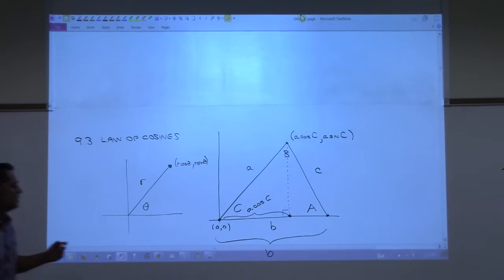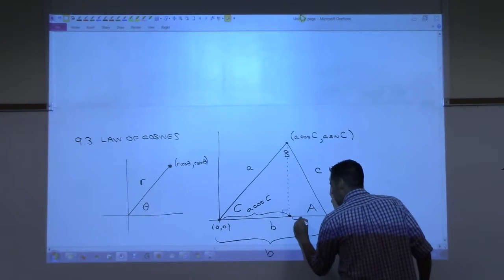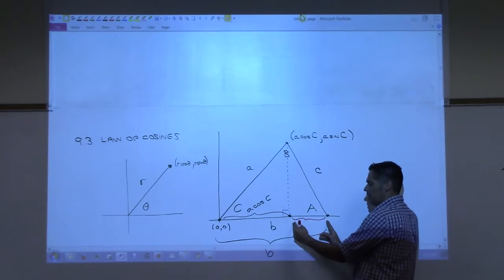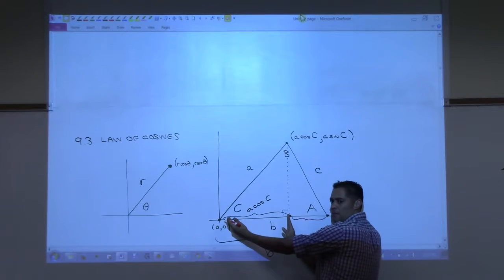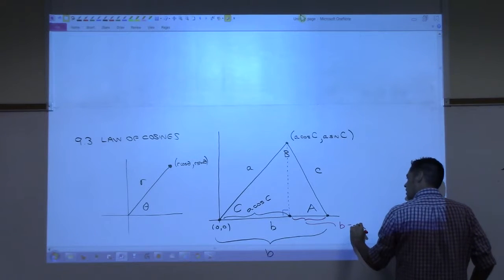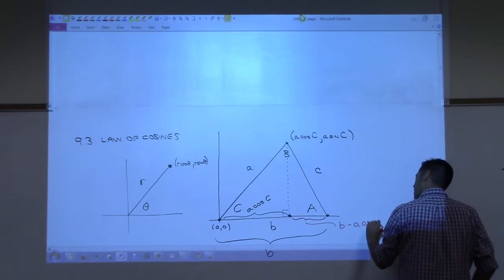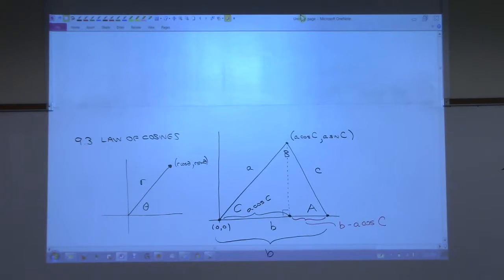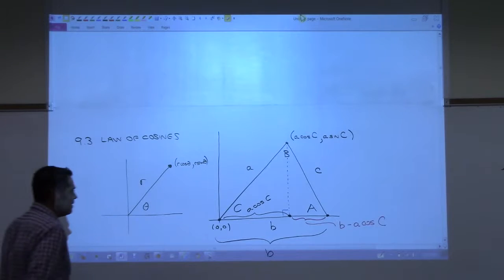What is this length right here? B minus a cosine c. So isn't this length right here, that length take away that length? Okay, so this right here is b minus a cosine c. All right. Nice. This is looking like a catastrophe up here.